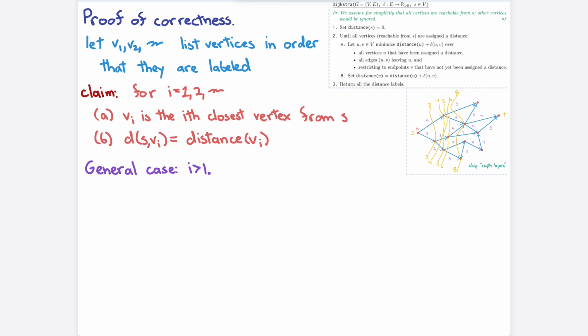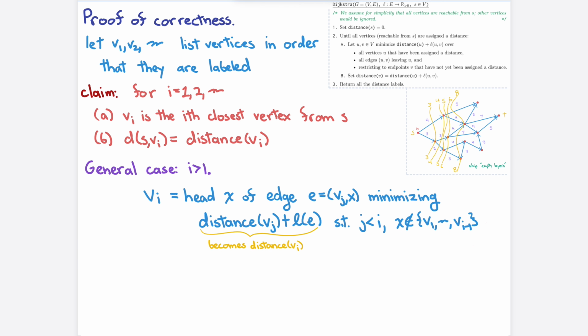Let's see what's written down. Hopefully something's written down. Oh no. Okay, so what's going on? All right, if I go slowly and tease apart what the algorithm is doing: vi is the head of some edge, the head being the endpoint, the destination of the edge, minimizing over all previous distance labels plus the edge weight. This is just stating what the algorithm does.